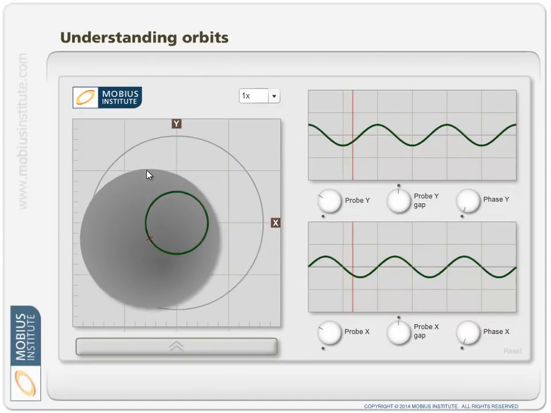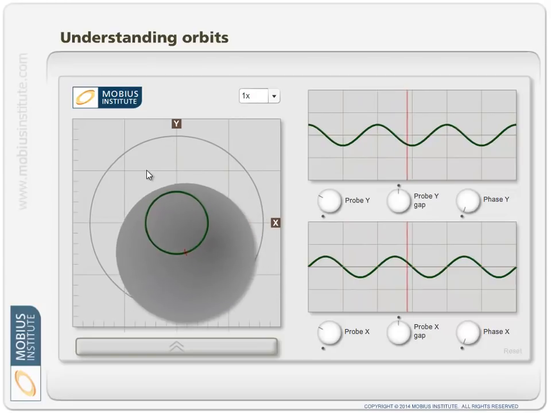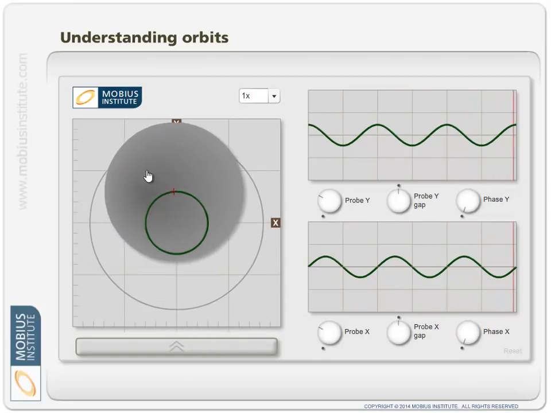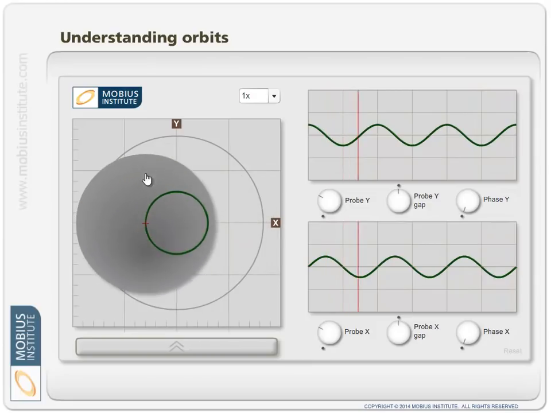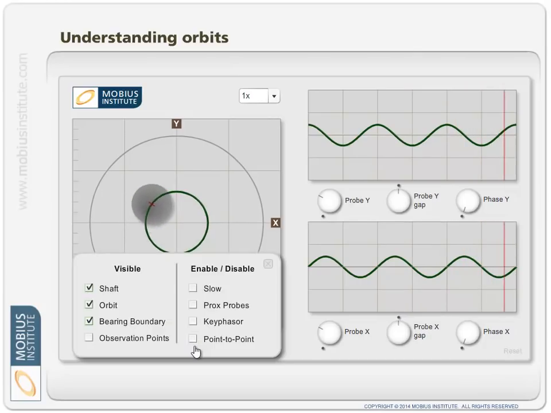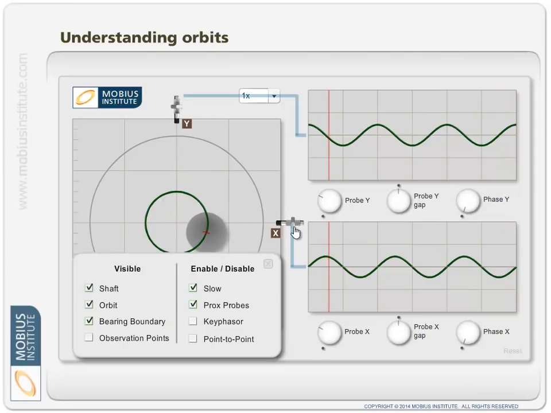So, here we are, back again with our rotor, moving in a very exaggerated motion, but I hope you appreciate why we have to do that. And there it is, moving in a circular motion. So let's put our probes in place. We'll slow it down. We'll turn on our two proximity probes. We'll turn on our keyphasor.